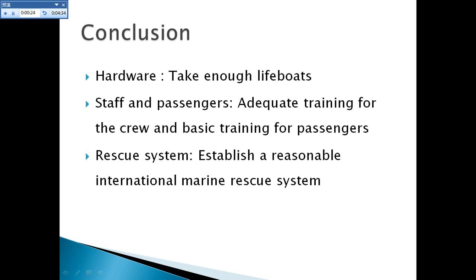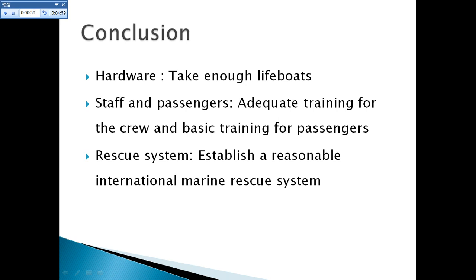Secondly, in terms of the staff and passengers, the crew should be trained adequately before they serve on the ship, while the passengers should be trained about how to protect themselves when an emergency occurs.